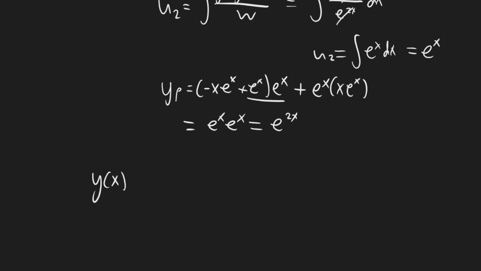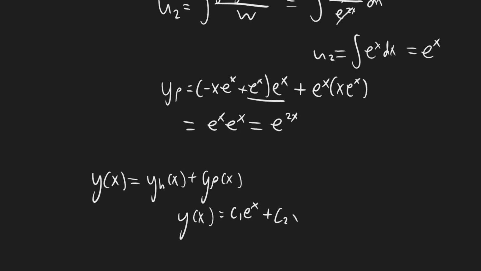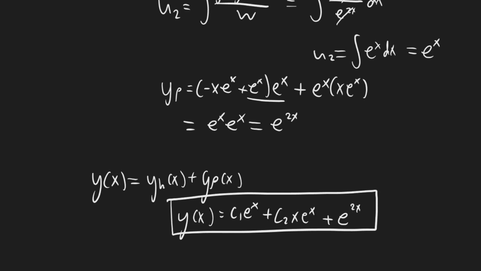All that's left to do is combine them into one final solution in this form. Okay, so what's y? Well, what was the homogeneous solution? That was going to be c1 e to the x plus c2 x e to the x. What was our particular solution? Well, we just found it to be e to the 2x, like that. And so that's going to be our final solution here. Okay, so this was just a showcase of the variation of parameters method.